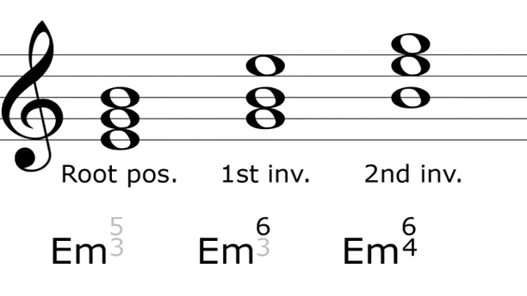So 5-3, or nothing at all, indicates root position. 6, which is short for 6-3, indicates first inversion, and 6-4 indicates second inversion. All of these numbers simply specify the intervals of the notes above the bass.